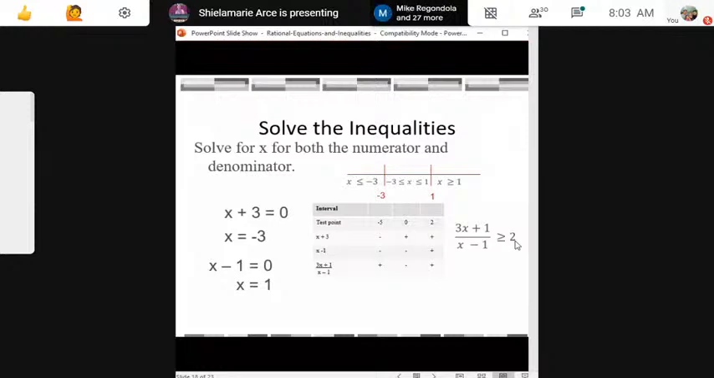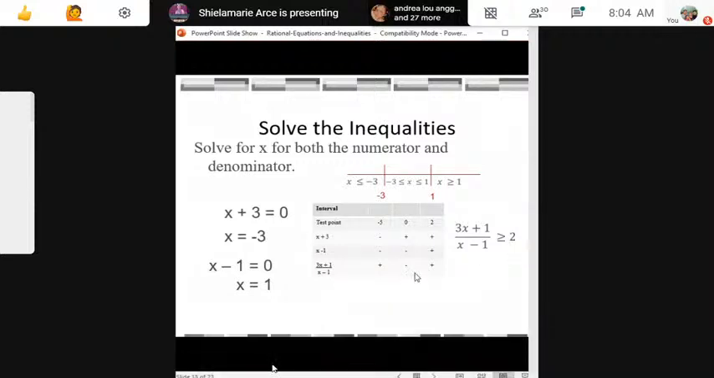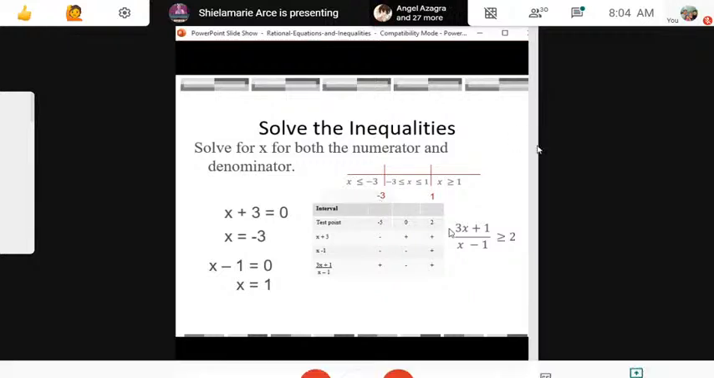Dapat siya ay all positive. Positive values dapat, 'di ba? Kasi pag magne-negative itong side mo, it will not make the inequality true, kasi ang negative is always less than kay 2. Kaya hindi pwede ang negative. Kaya kung mapapansin niyo dito, itong gitna na namang ito ang hindi kasama. Okay po? Pero tingnan natin kung kasama si -3.